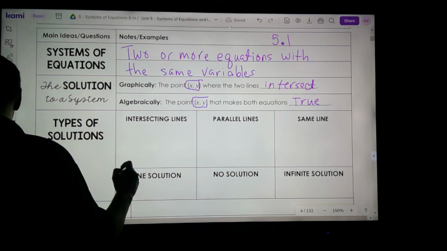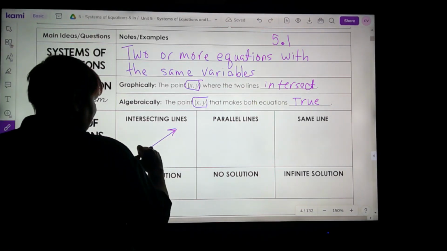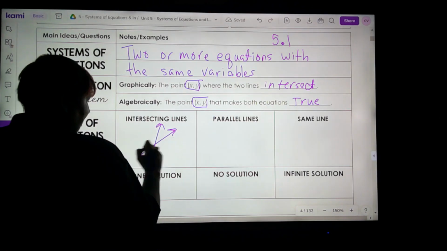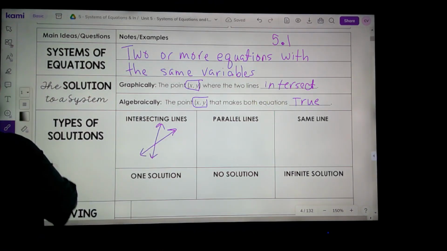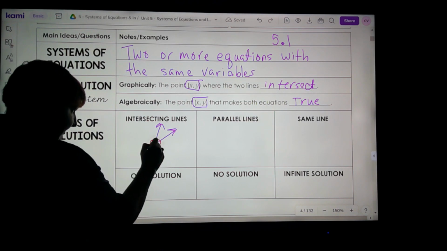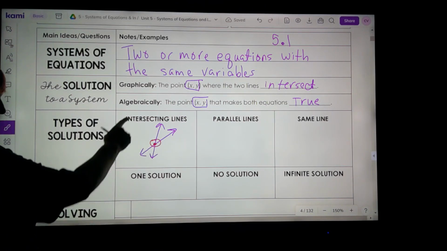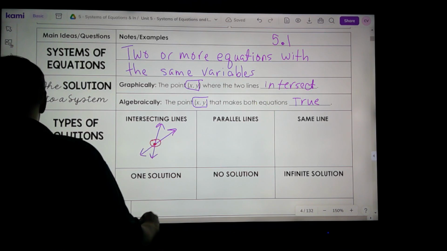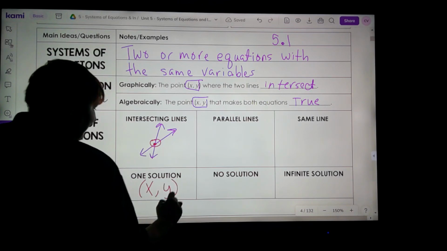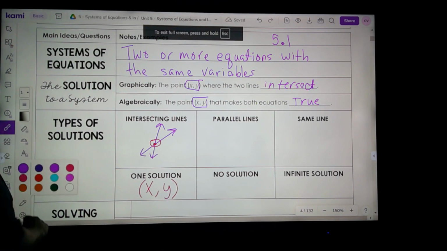So, intersecting lines, right? Suppose you have two lines and they're like this. The solution is right there where they intersect. That's your solution. There will be one solution if they are intersecting lines. It'll be some value of x and some value of y. It'll have one solution. Alright?